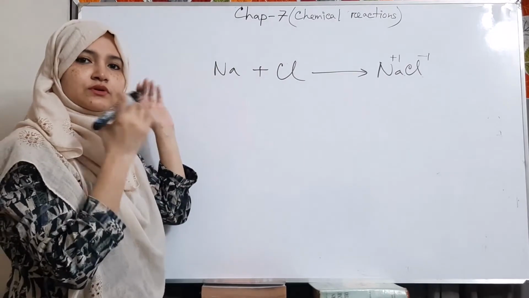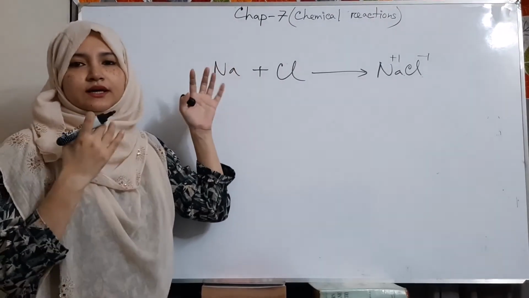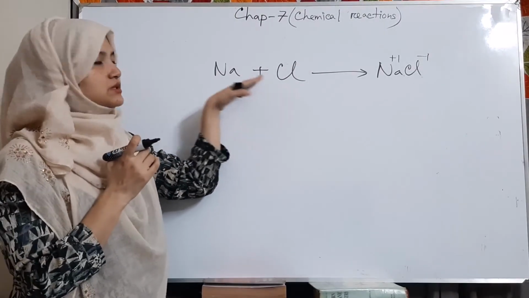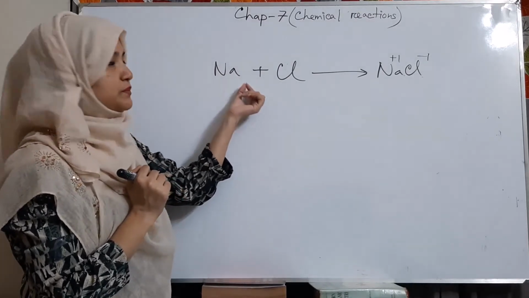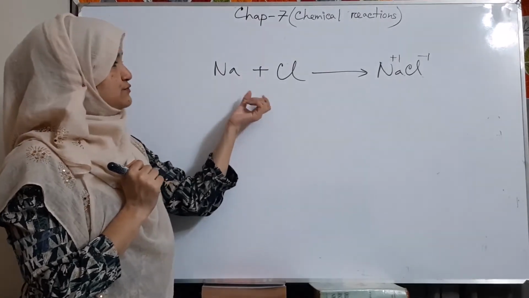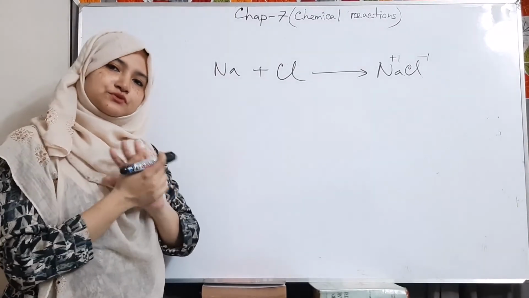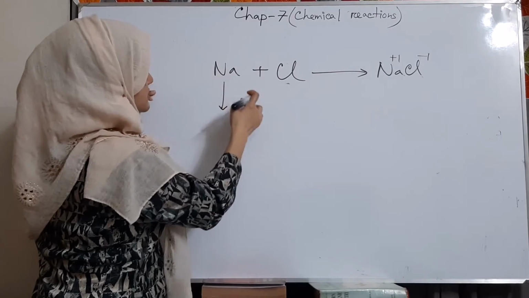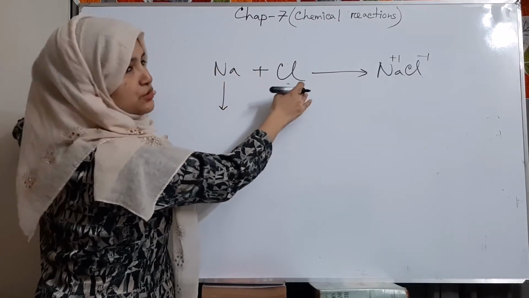Okay, before combining with each other, they have no charge. They are electrically neutral atoms. So in order to come together and make the compound sodium chloride, these two have to gain charges. Now sodium is a metal. It gives one of its electrons to chlorine.